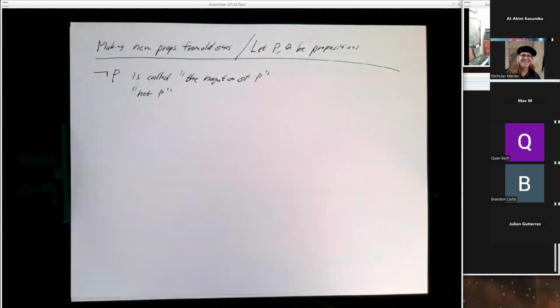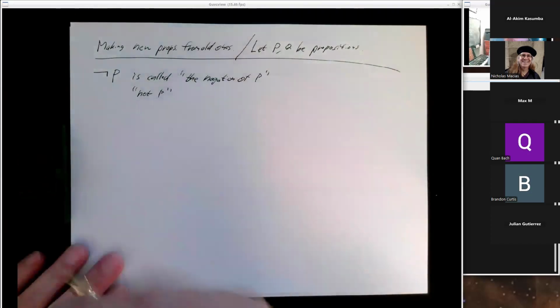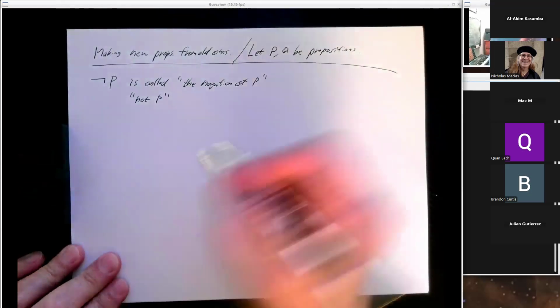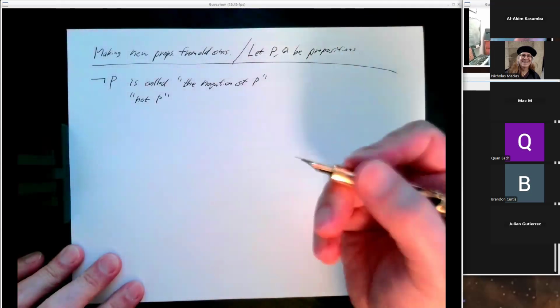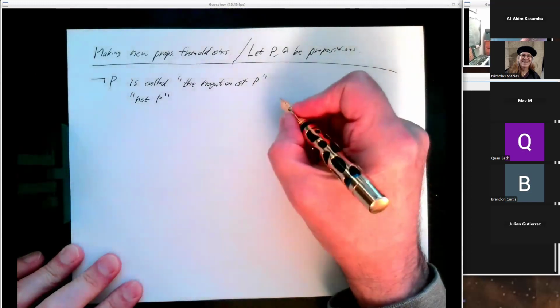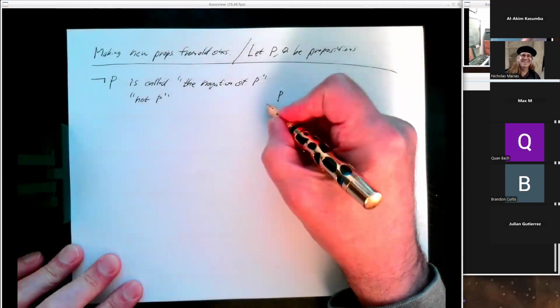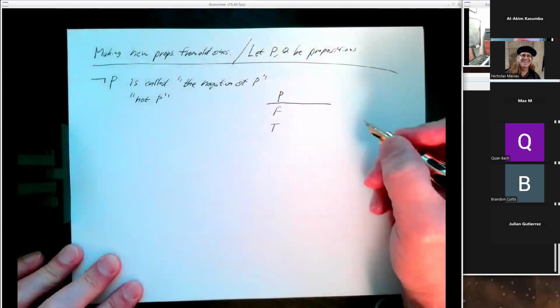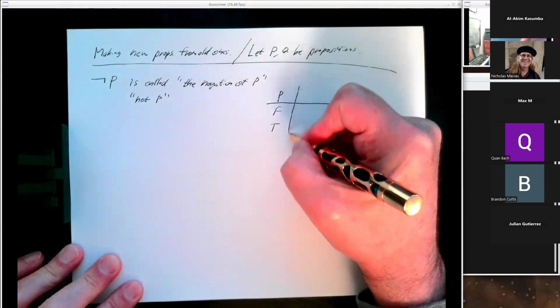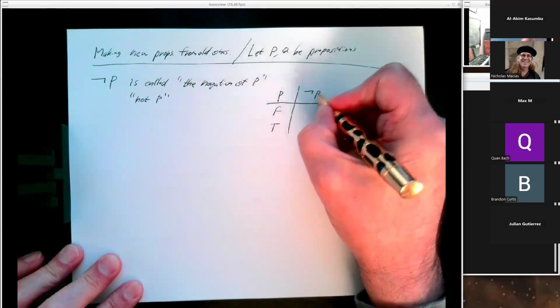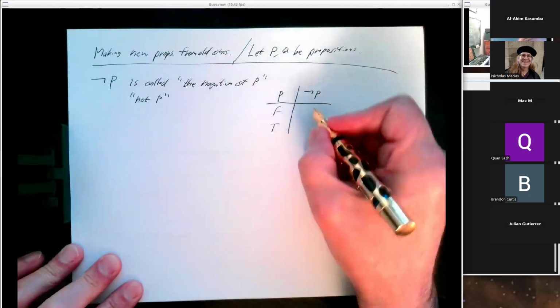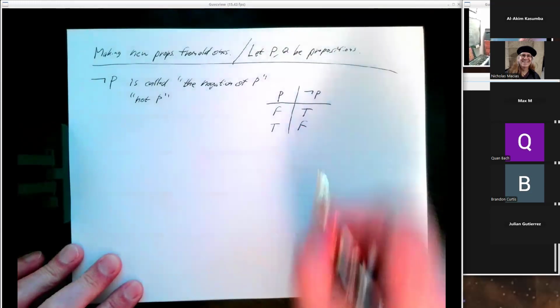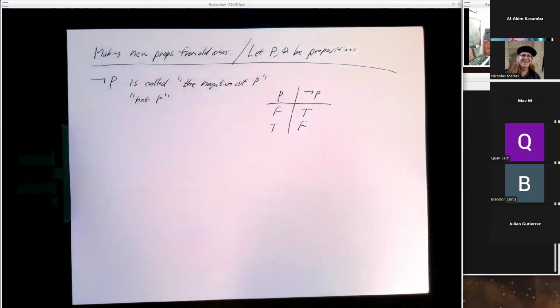And if we want to understand what that negation does to a proposition, we can make what's called a truth table. So if we have a proposition P, it's a declarative statement which has a truth value. It's either false or true. And we can indicate that the negation of P will be true if P is false and false if P is true. So we get our familiar inverter truth table from CSE 250.